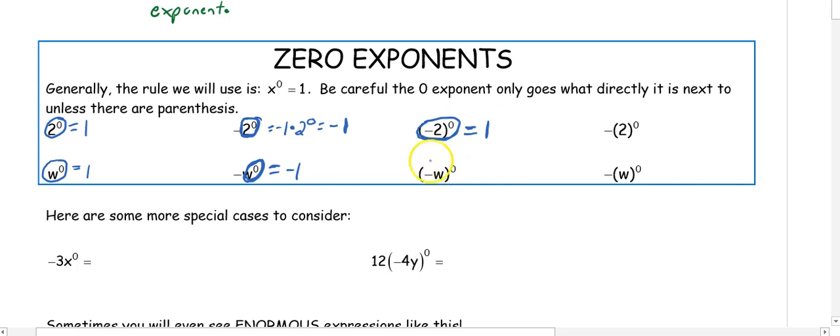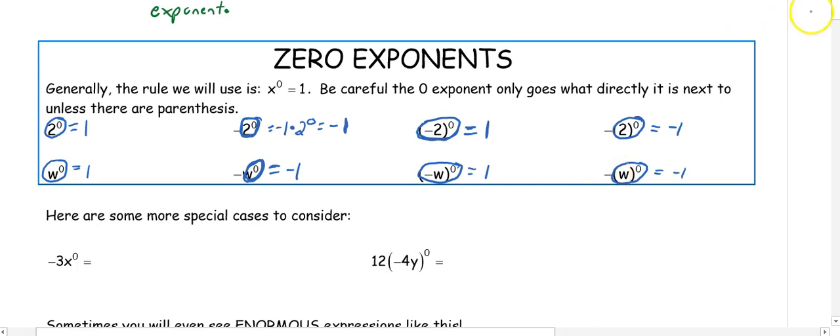In the next one then, we have the parentheses of negative w to the 0 power. Again, that's going to be equal to 1 because that 0 exponent is applying to everything. And in the last example, we have negative parentheses 2 to the 0. Again, this is negative 1 because the 0 exponent does not apply to the negative. Same thing with negative parentheses w to the 0. This is negative 1 because it doesn't apply to the negative out front.